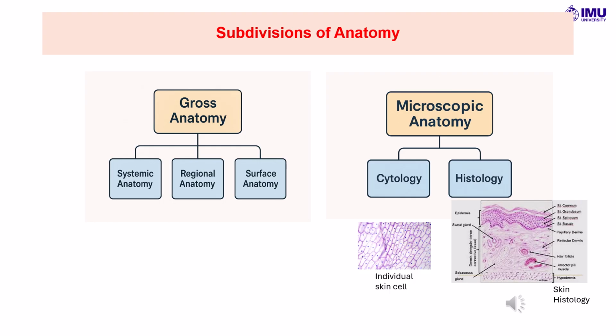Microscopic anatomy. Here's where we go tiny. Really tiny. You do need a microscope here. It has 2 parts. Cytology, study of cells. Histology, study of tissues, which are groups of similar cells working together. So if you're looking at skin under a microscope, you're doing histology. If you zoom in even more to see just one skin cell, now that's cytology.